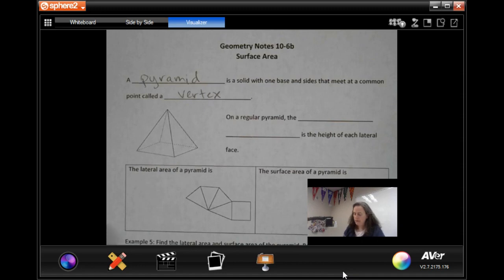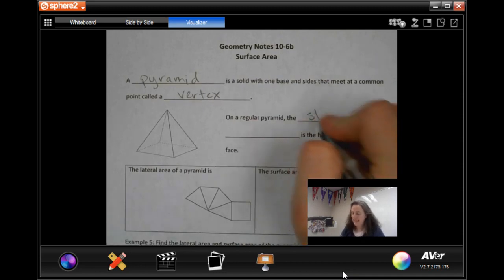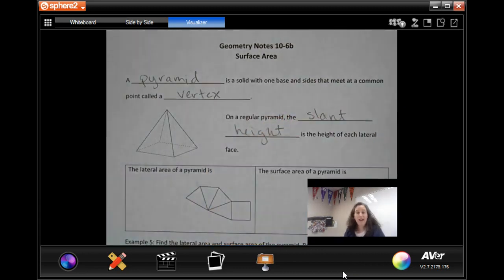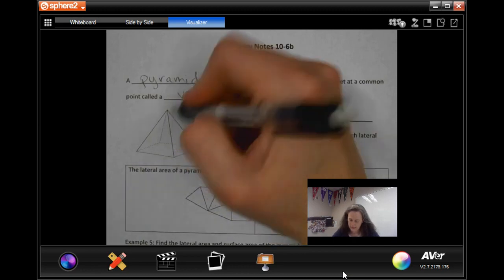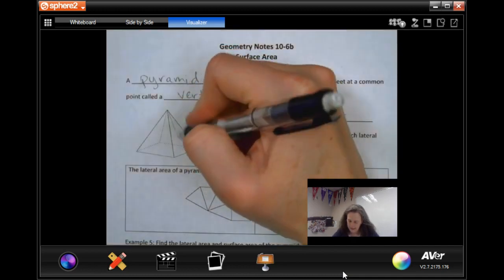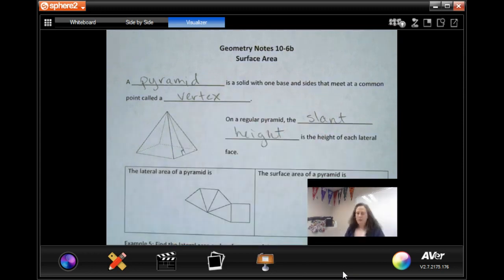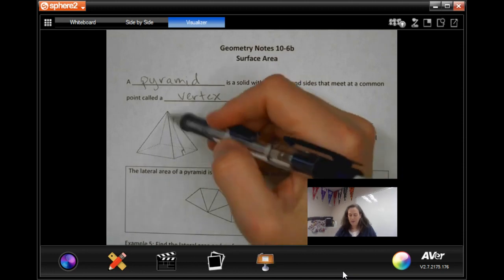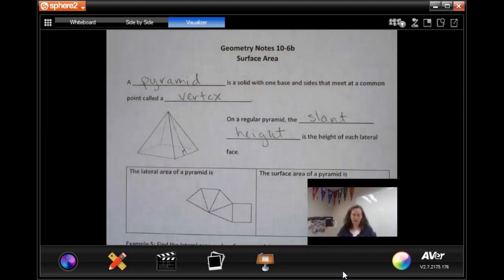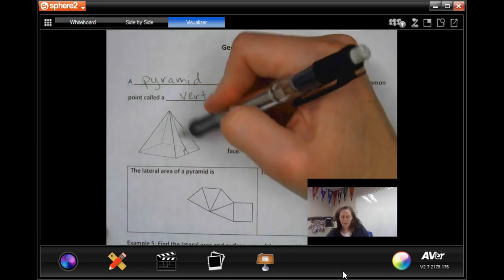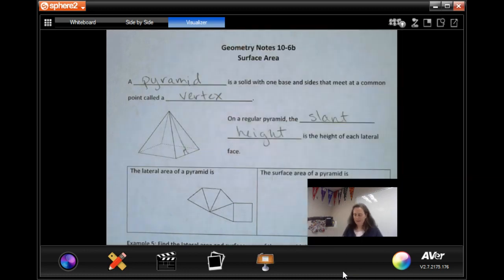So on a regular pyramid, the slant height, this is something that we have not talked about before, is the height of each lateral face. And it has to be from the vertex down, and it connects at a right angle with the base. So it's not the slant height up to the vertex. That would be too long, too big of a number. It's the slant from the very center of a side up to the vertex, and it makes that perpendicular line.